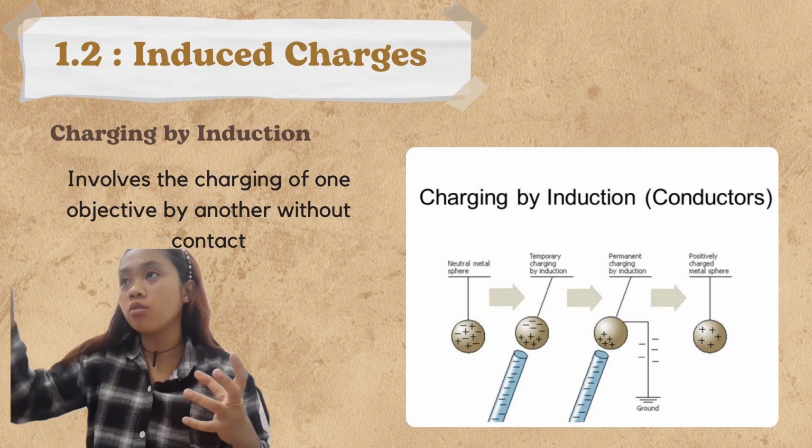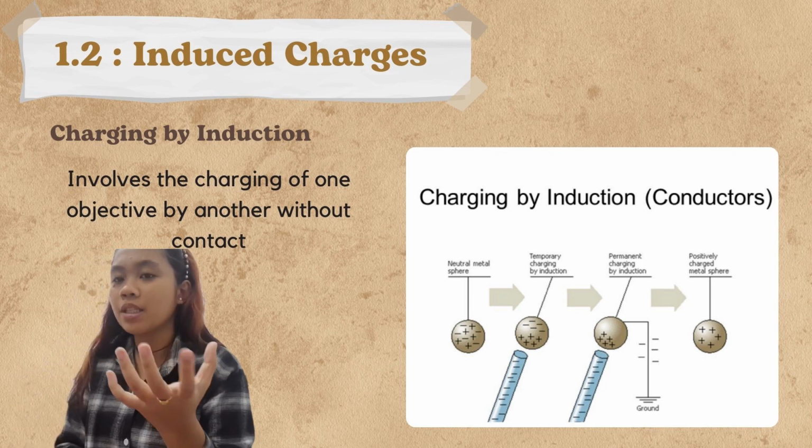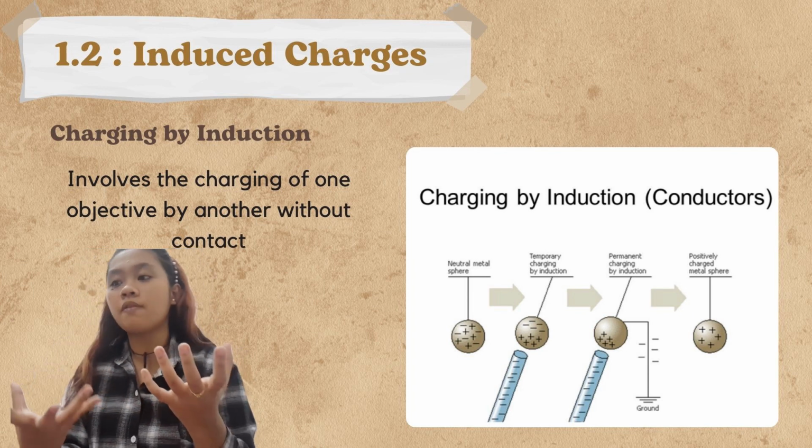It will flow out to the atmosphere and drop, which makes the neutral metal sphere just now become positively charged.